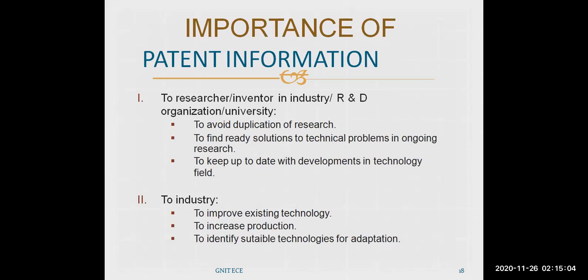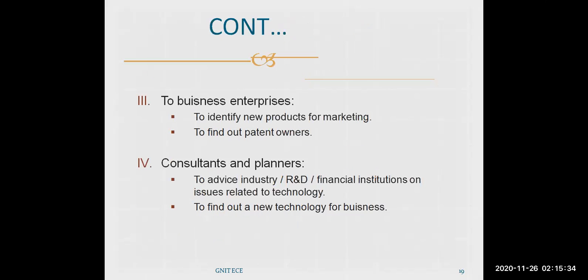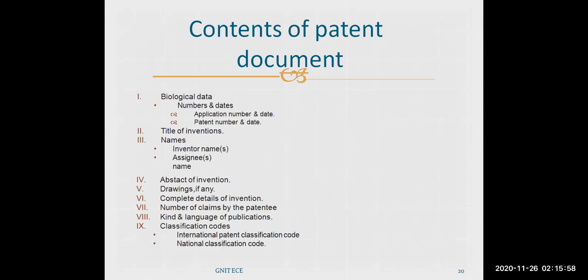So the researchers and inventors in industry, R&D organizations, and universities have to file patents to avoid duplication of research, to find ready solutions to technical problems in ongoing research, and to keep up to date with developments in the technology field. Industry persons use it to improve existing technology, to increase production, and to identify suitable technologies for adaptation. Business enterprises use it to identify new products for marketing and to find out patent owners. This is the information of a patent, and consultants and planners are also there to advise industry, R&D, and financial institutions on issues related to technology, to find a new technology for business.